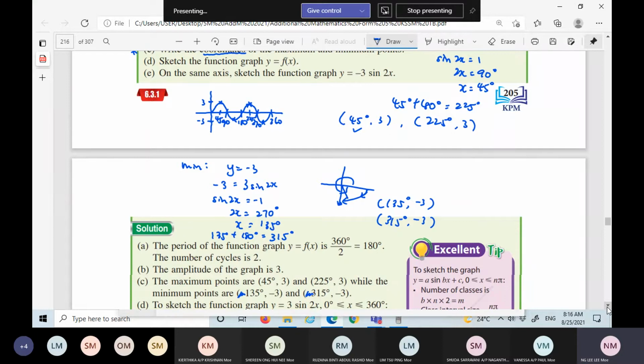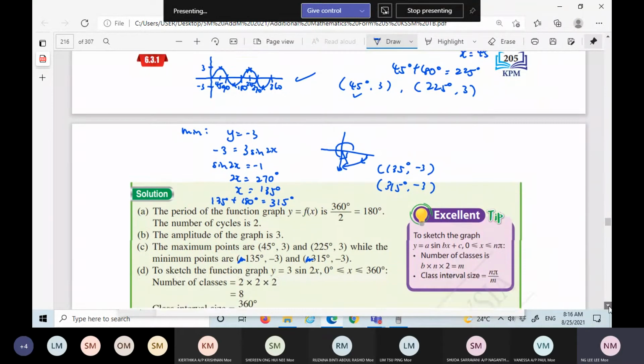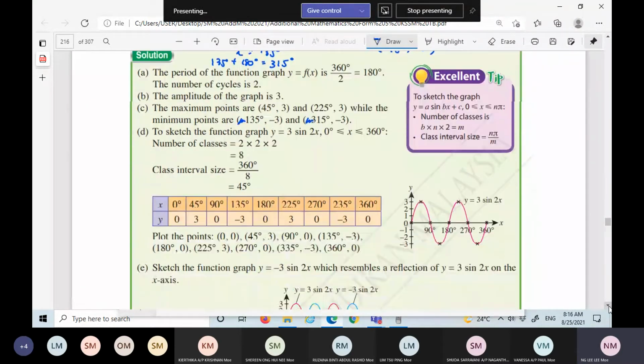Now we come to part D. Part D you sketch. This is the sketching already. You see they use this method. Yesterday what we learned, they call it class interval size. I call it angular interval, the same thing. If you want to follow this formula, same thing, but it makes it so complicated. I have tested, you just use 90 degrees divided by b. Same thing.